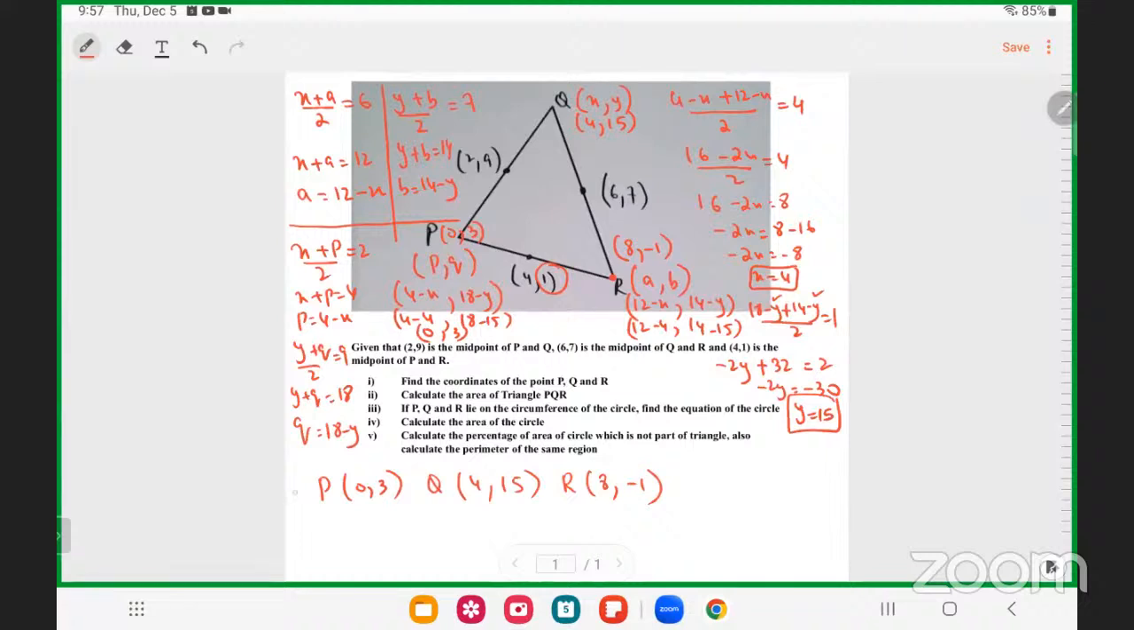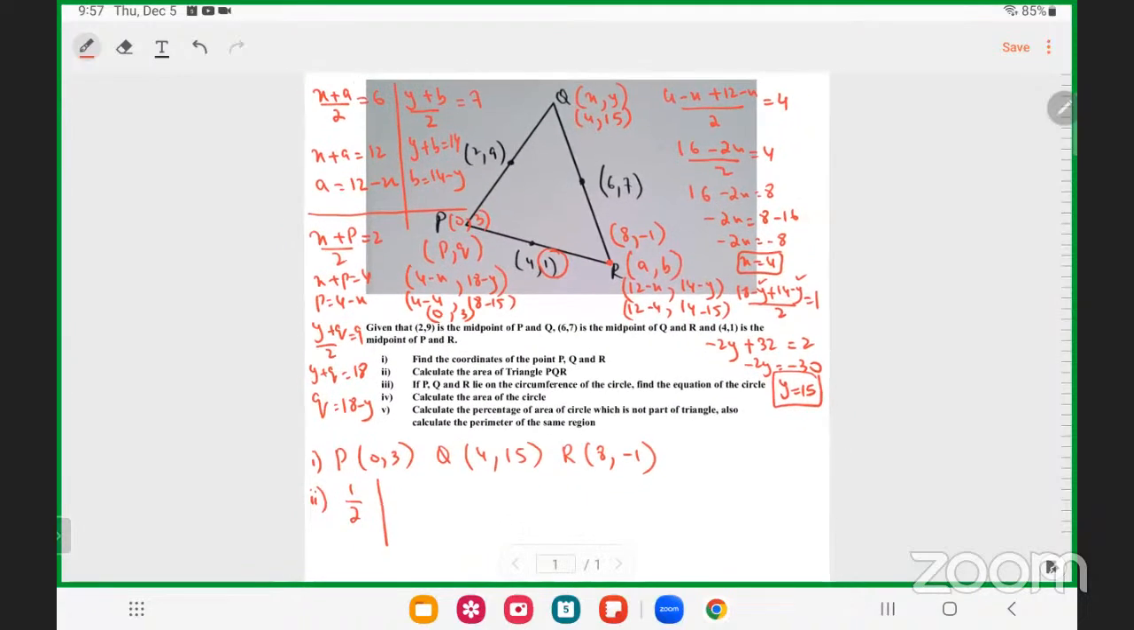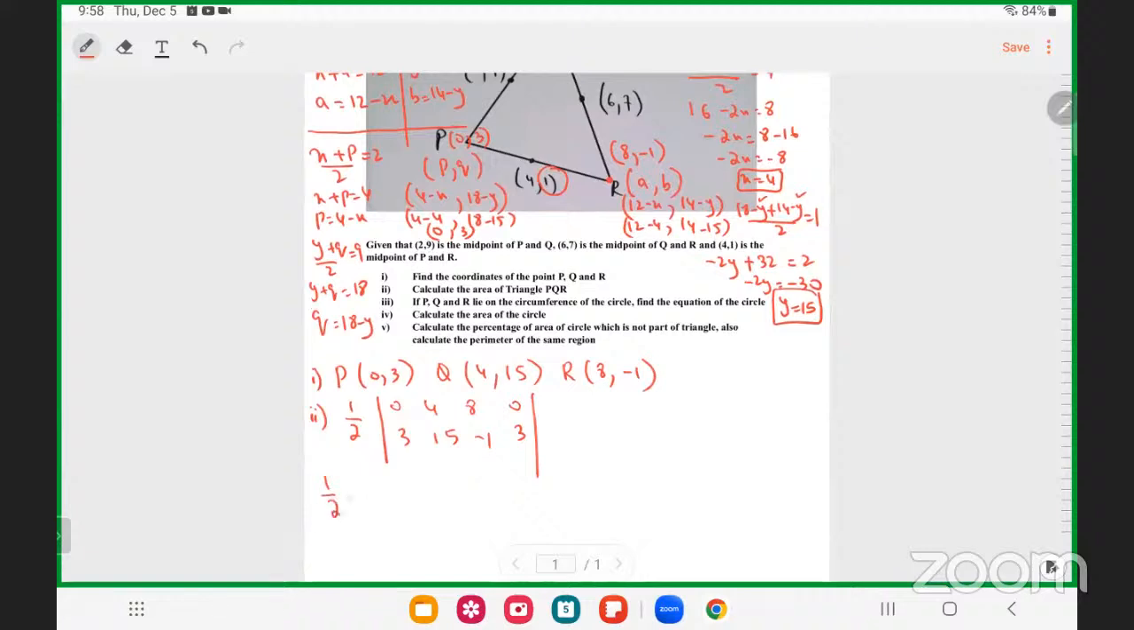The next part of the question is to find the area of triangle PQR, and to do that we will use the shoelace formula: (0, 3), (4, 15), (8, minus 1), (0, 3). Zero minus 4, 24, minus 0, 15 into 8 is 120, and 3 into 4 is 12.